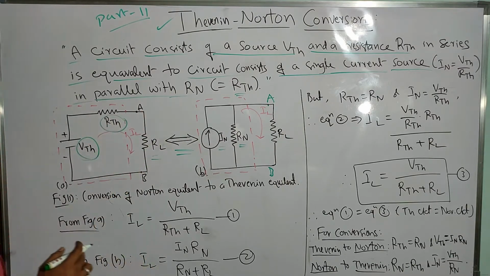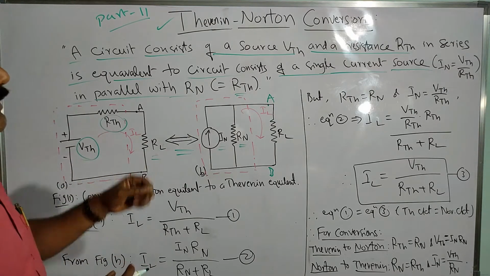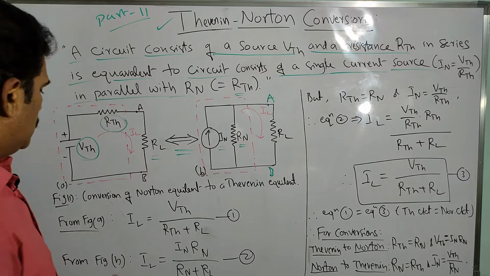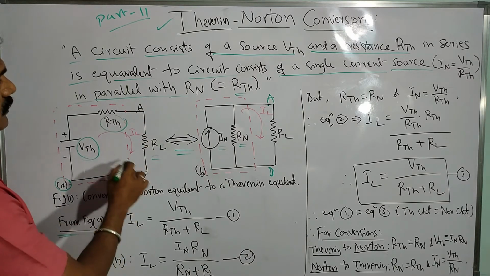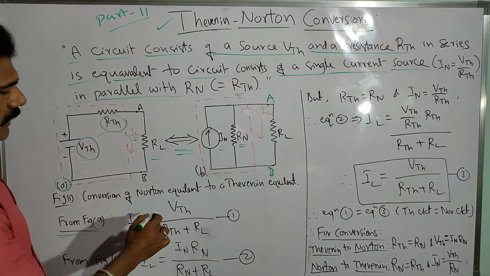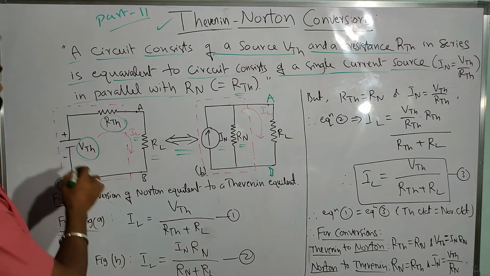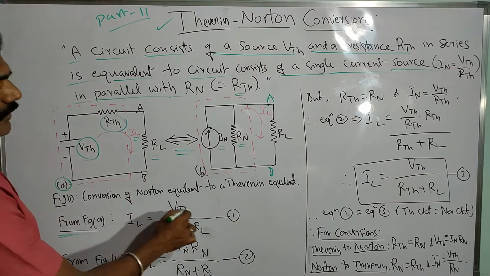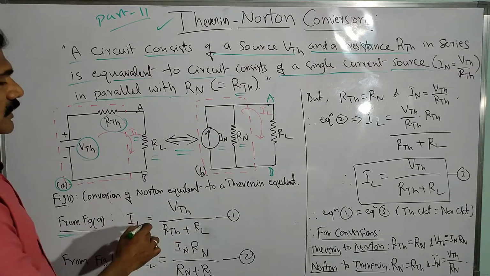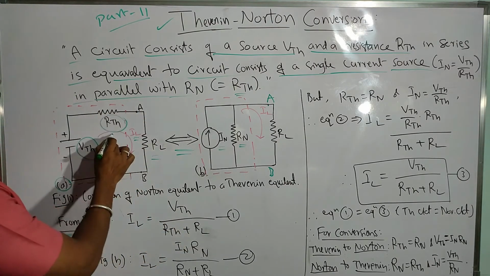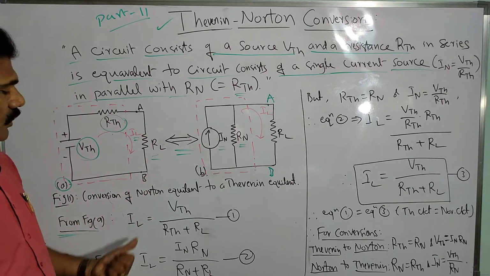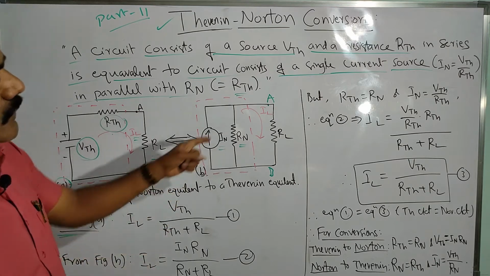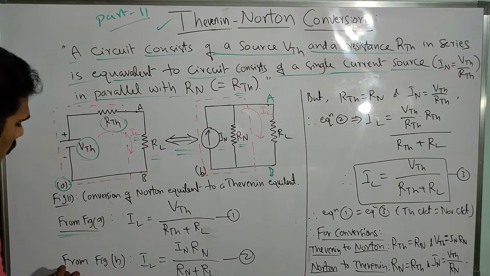Now let us see how we can prove that these two circuits are equivalent in terms of equations. Look at figure A. How do you calculate the current through the load? In this loop we have the current IL. According to Ohm's law, the voltage from the source, VTH, divided by the total resistance of the circuit, RTH plus RL, gives the current through RL, which is called the load current. Similarly, obtain the load current from the second figure, figure B.